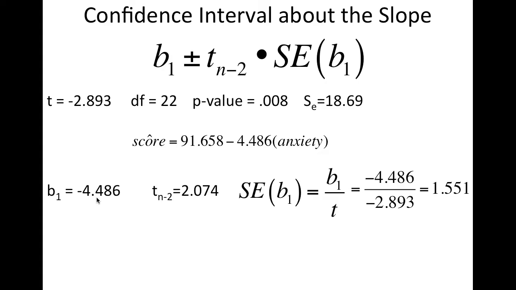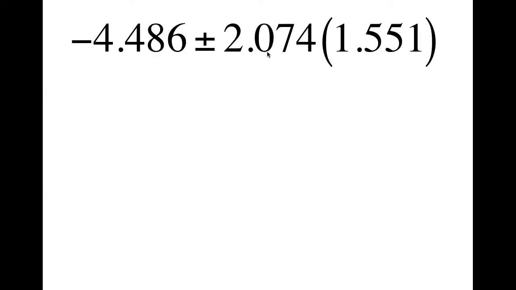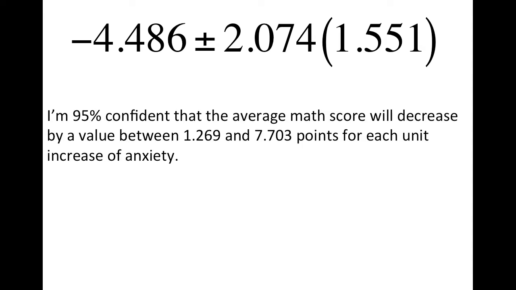Negative 4.486 is our slope, 2.074 is our critical value, and 1.551 is the standard error for slope. If you take those three pieces and plug them into the formula, we have our plus or minus to get our upper and lower end. Do your calculation, and your interpretation should be very similar to what we have already been talking about. I'm 95% confident that the average math score will decrease by a value between 1.269 and 7.703 points for each unit increase of anxiety.